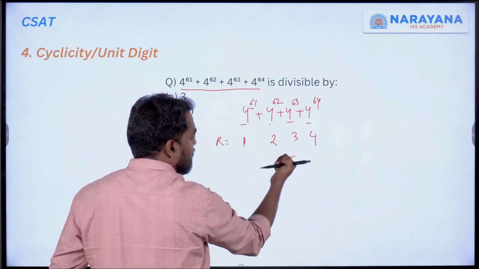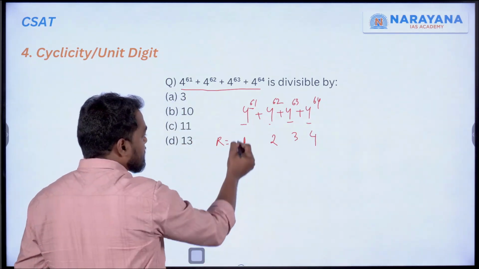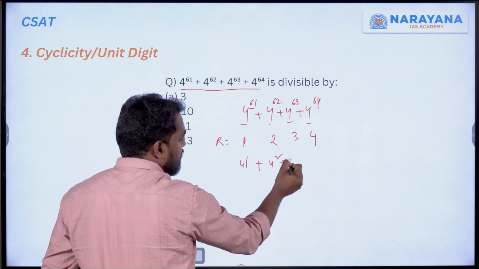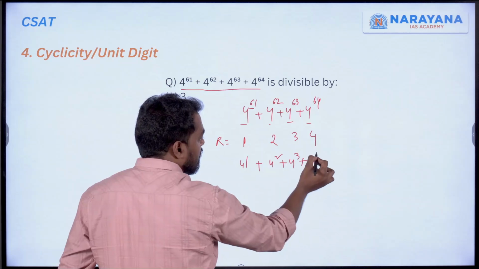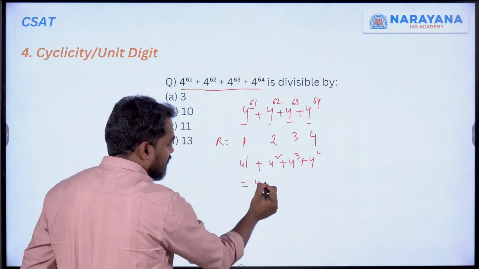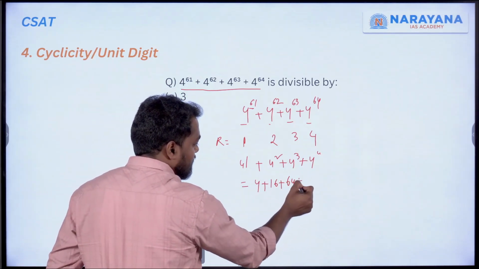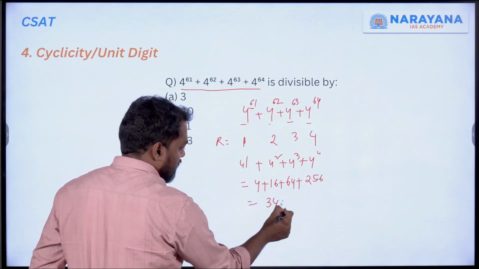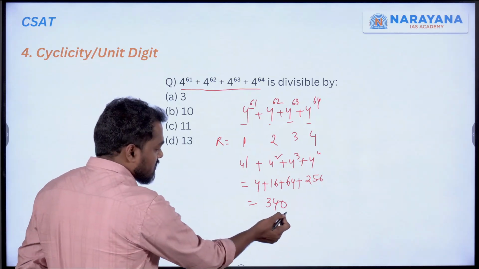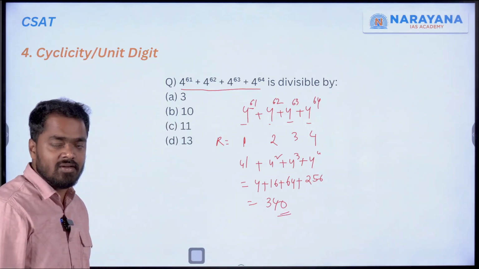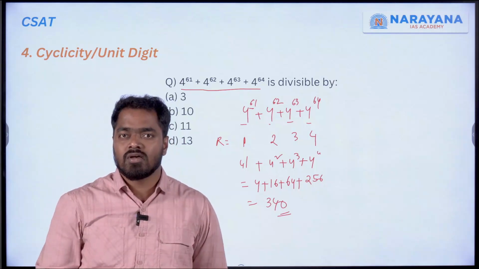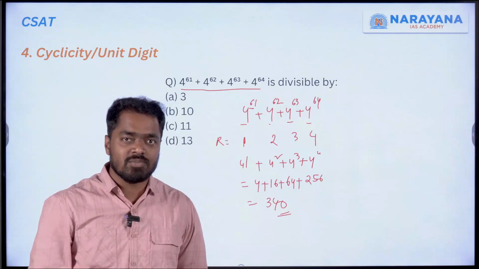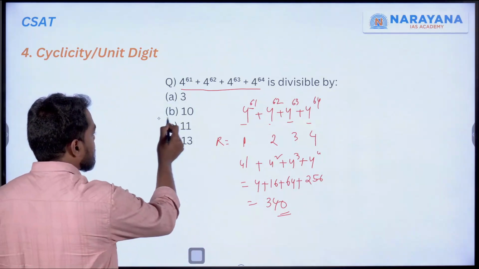Here you will get a remainder of 4. Okay. Now what is the unit digit? 4 to the power 1, 4 square, 4 cube and 4 to the power 4. So this is nothing but 4 plus 16 plus 64 plus 256. If you do this, you will get 340. So that means 0 is your unit digit. And if you go to the divisibility rules, whenever the unit digit of a number is 0, that number is divisible by 10. So the answer is 10.